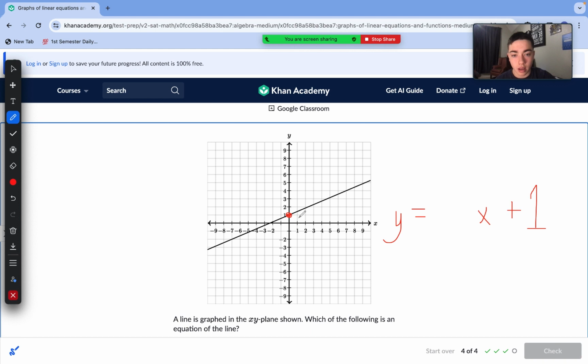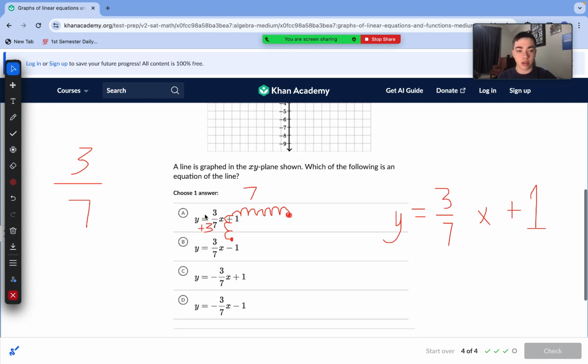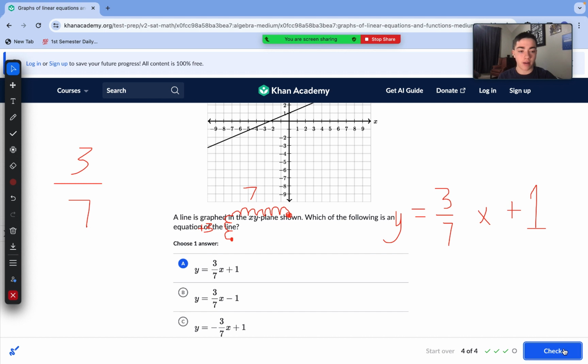Now let's take a look. Where's another clear grid intersection? And I see one right here. Now let's find our rise over run. We rise 1, 2, 3. Since we were going up, it's plus 3. And then we run 1, 2, 3, 4, 5, 6, 7 units. Y over x, always. That's our 3 over 7 for our slope. So our full equation is y equals 3 over 7x plus 1. Our answer is answer choice A.